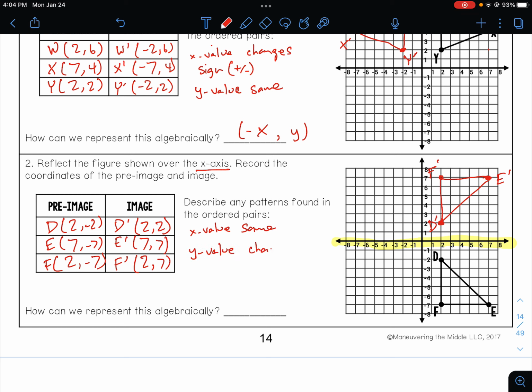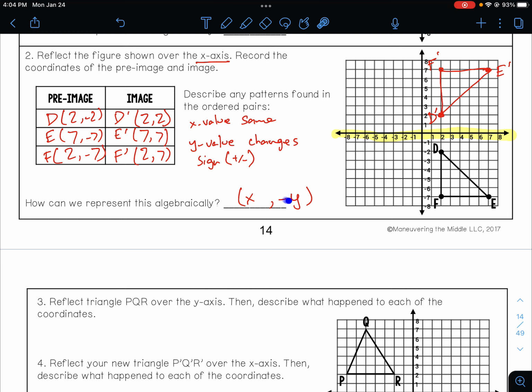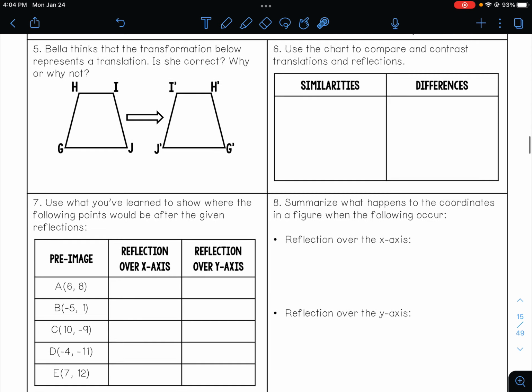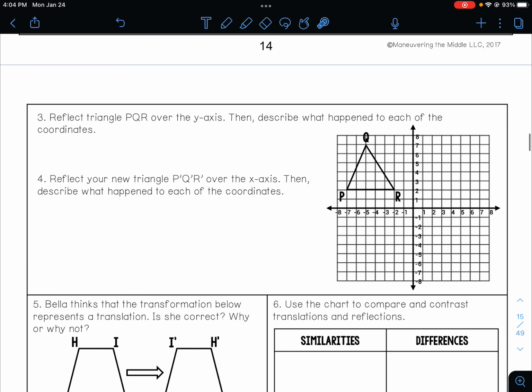How can we represent this algebraically? Well, x stays the same, but y, to flip the sign, you just put the minus sign. So when it's positive, it turns negative. If it's negative, it's like negative, negative, which means it turns positive. All right, let's take a look at some more examples.